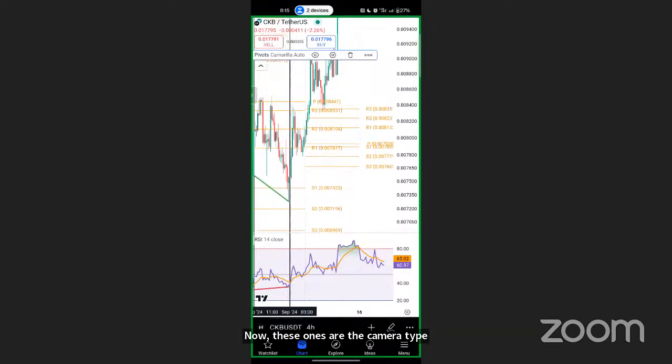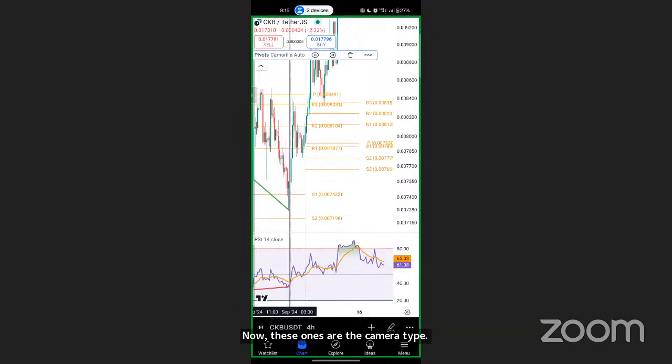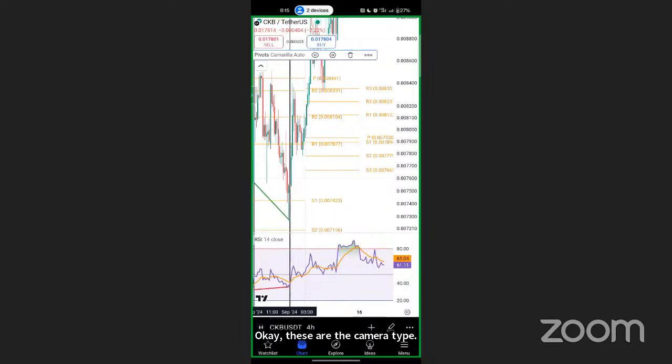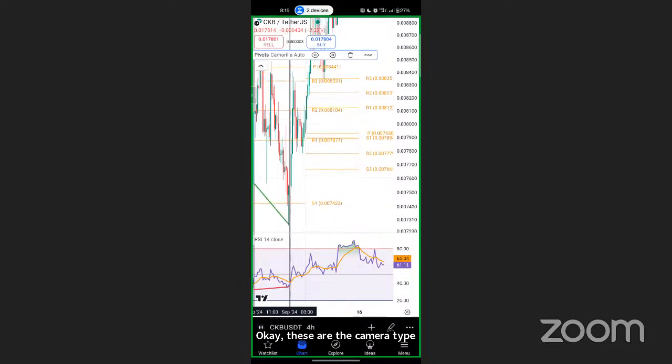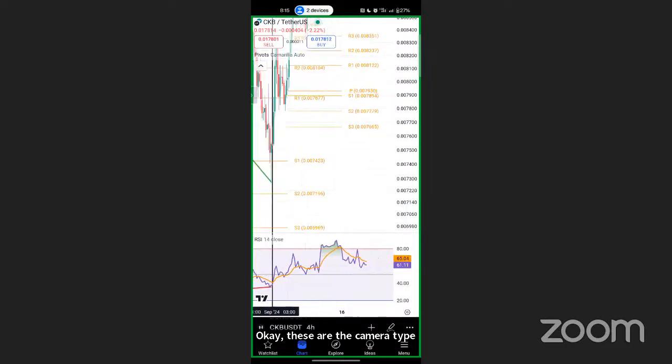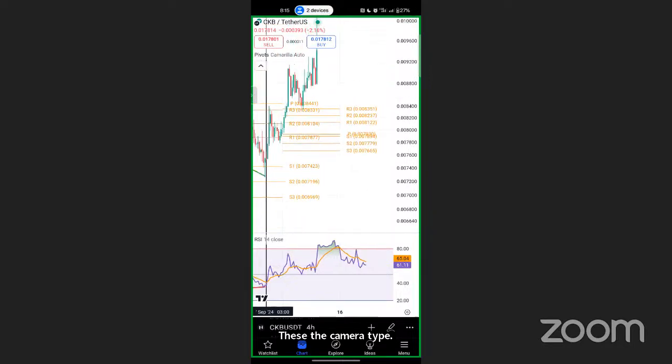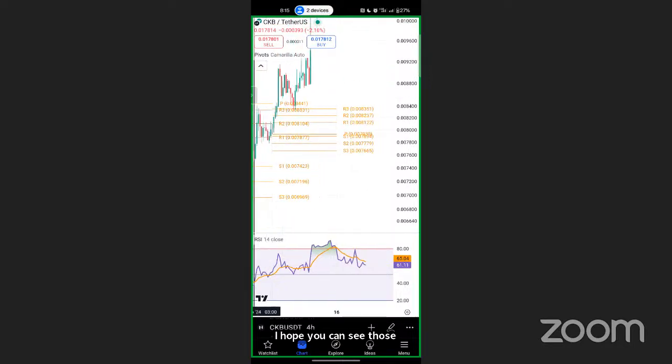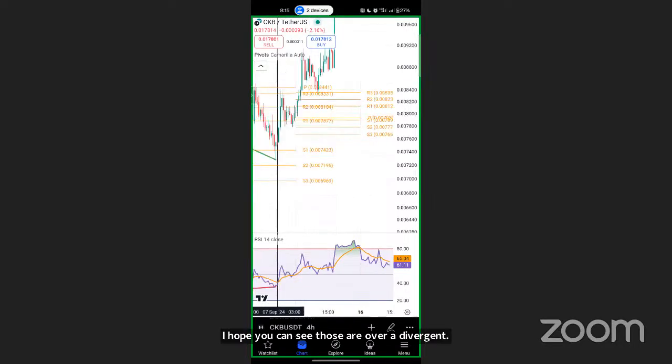These are the Camarilla type. I hope you can see. Those are of a divergence. People who started with divergences.